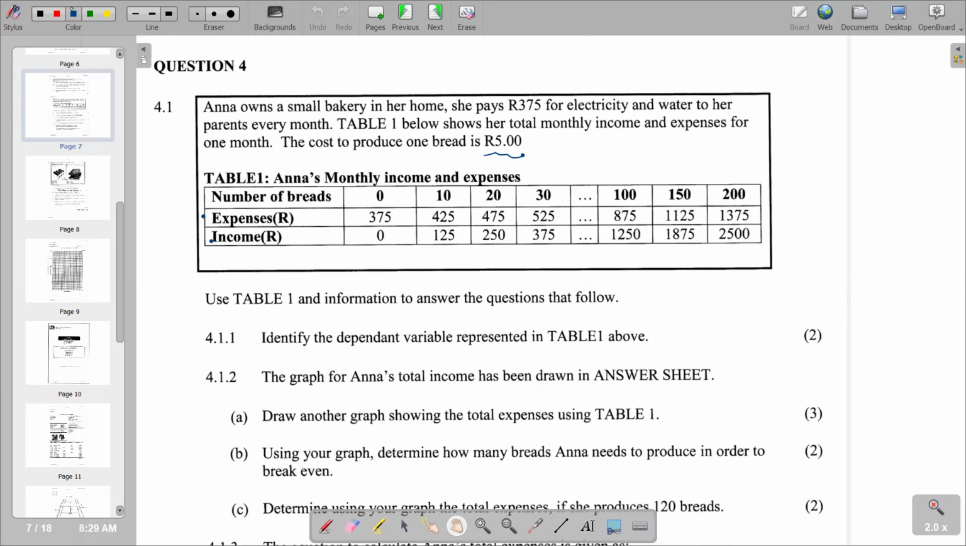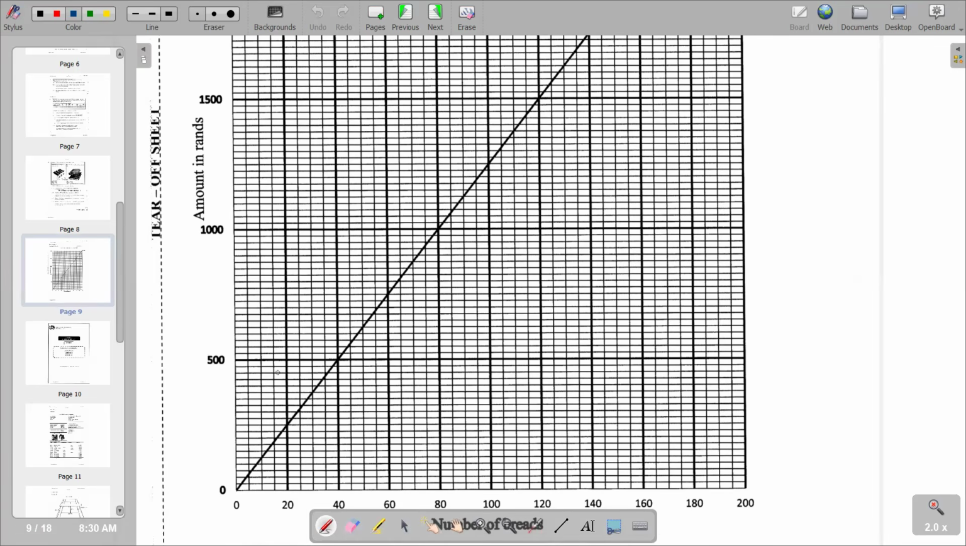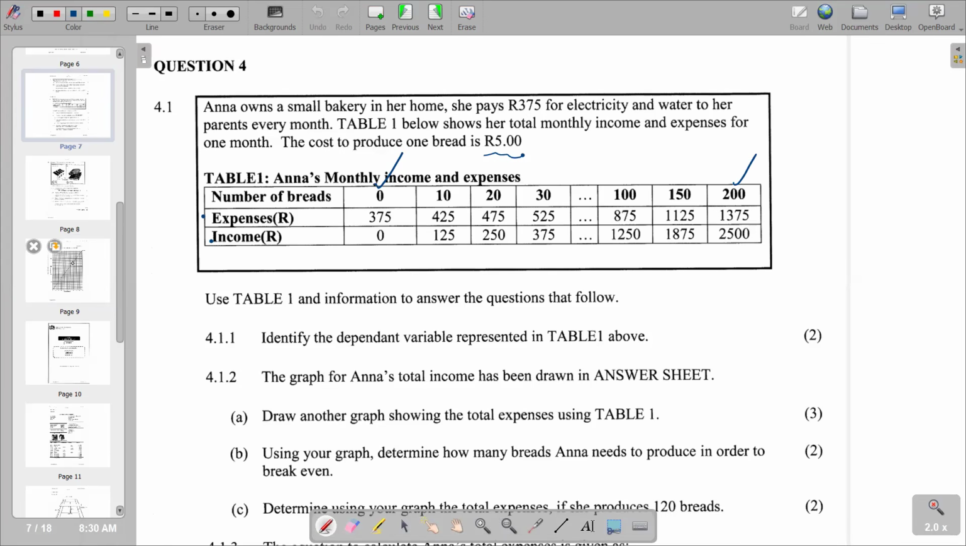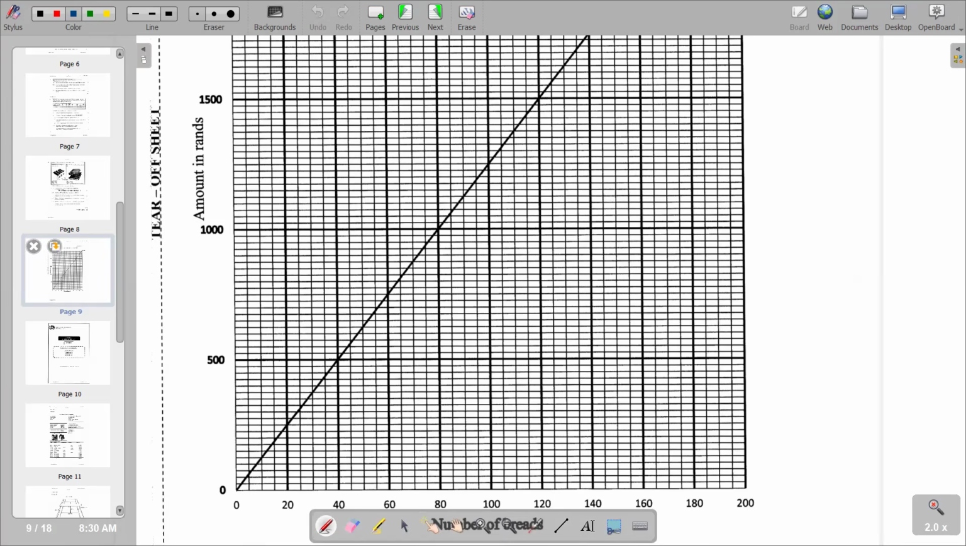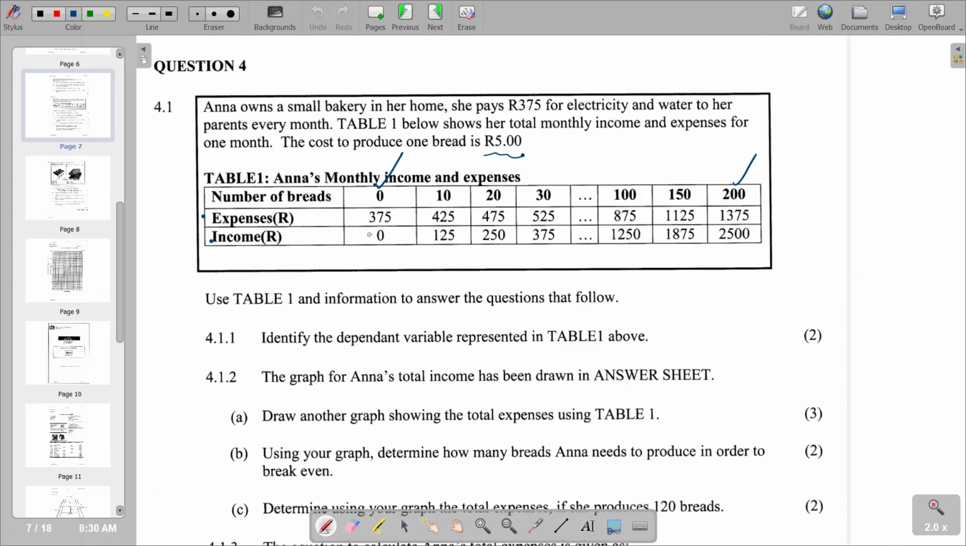So we are just going to put 2 points, that is the first point and the last point. And then we just join the points with a straight line. For the first point, if we go back to our table, we see that the amount that we have there for expenses is 375. So it means on this side it is going to be represented by 375. And then for the number of breads, on the horizontal axis, we're going to have it as 0.